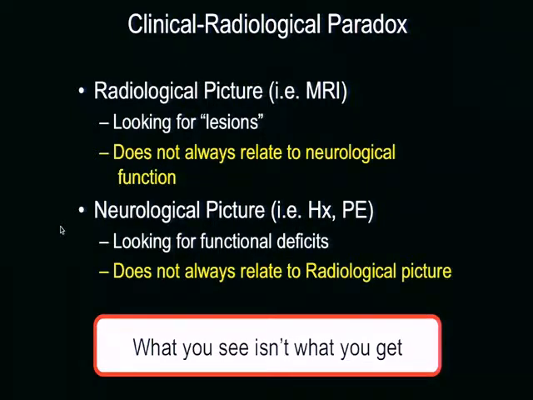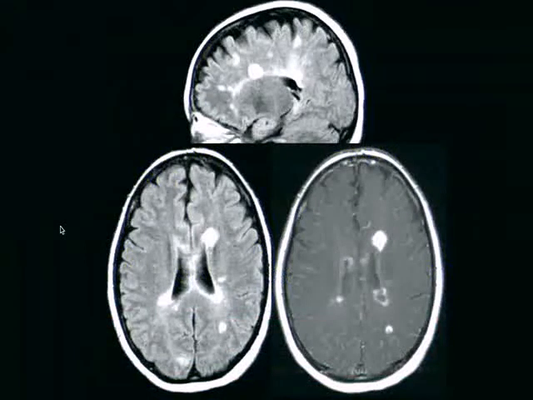So very simply, the clinical radiological paradox presents itself in a variety of fashions. But the one I'm going to address today is the fact that what we see radiologically oftentimes isn't what is manifest neurologically. So a patient comes in, he has some deficits in walking, that's very easy to see. Oftentimes then we follow up with an imaging study of the brain. Not always do we find the lesions that contribute exactly to that. So what I want to address today is how can we kind of rectify this one paradox.